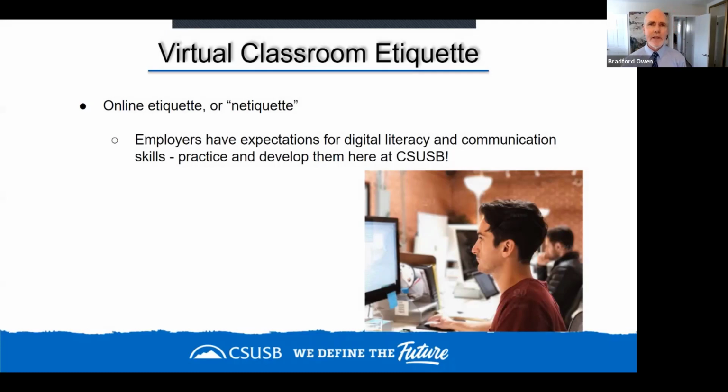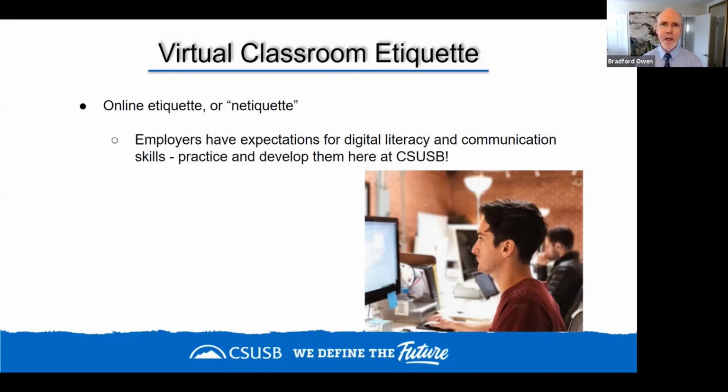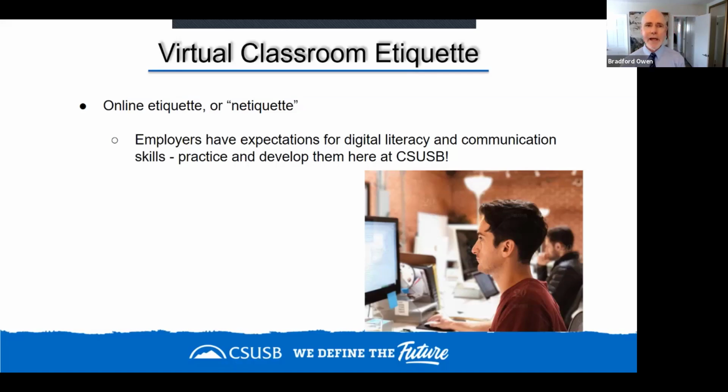Another aspect of this is that increasingly today, of course, you're probably aware, your future employers will expect employees to have good digital media literacy and also to have good communication skills. And part of both of these is knowing how to communicate respectfully and effectively in writing online. So this is a great chance to practice and develop these skills in your courses at CSUSB. Next, please.